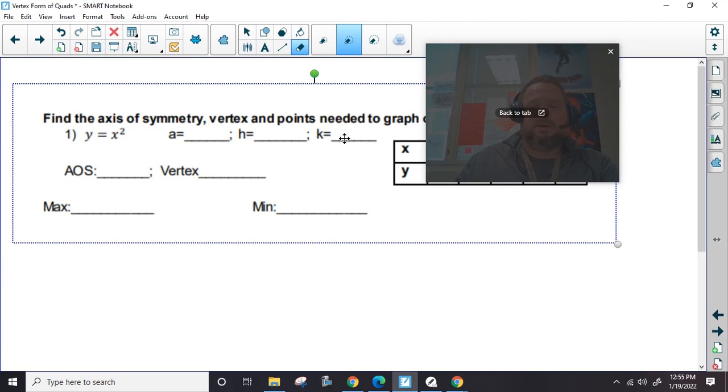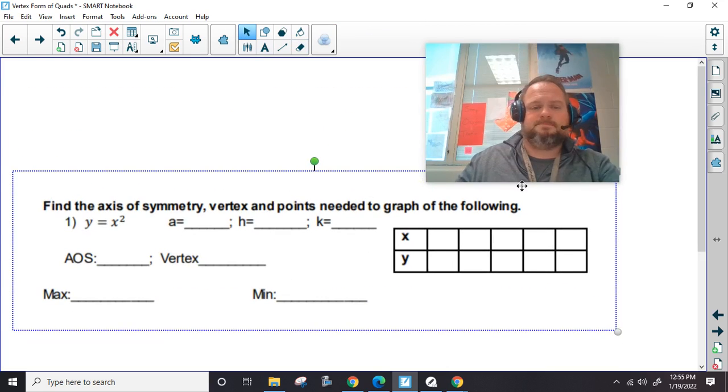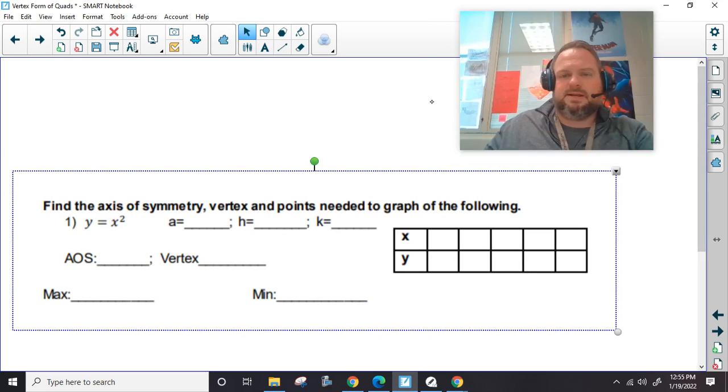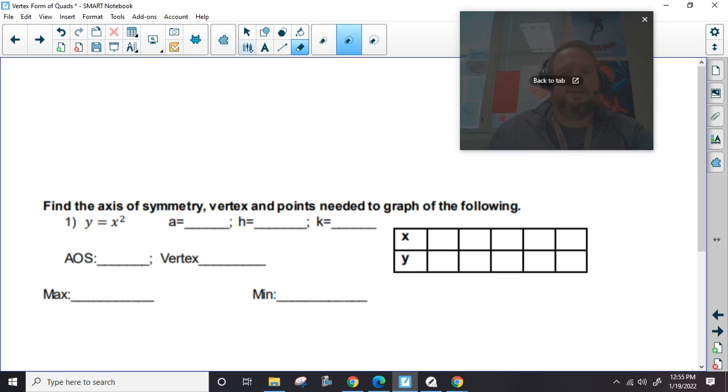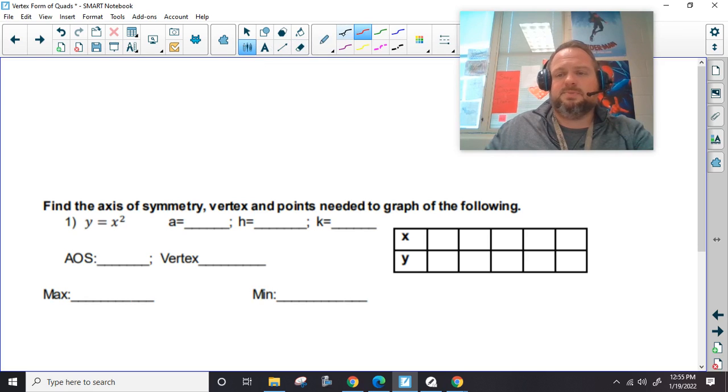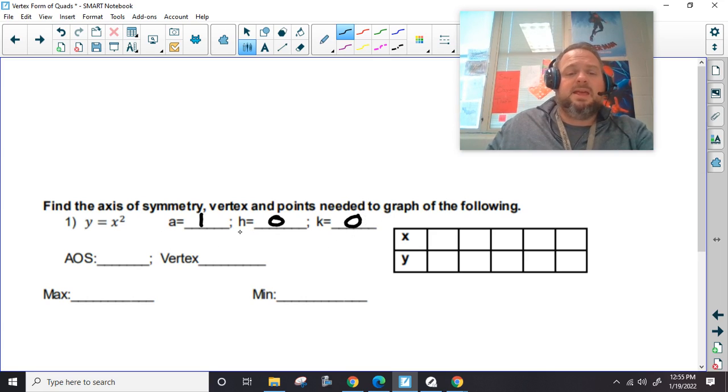To help y'all out a little bit, I've done my notes, and if you're just a regular student and you're not getting to be in my class, I'm very sorry. But we can fill out our A, H, and K. Our A is 1, our H on this one is 0, and our K is 0. Remember, our AOS is the same thing as our H, which is 0, and it's the X value of our vertex, 0. The Y value is our K, 0.